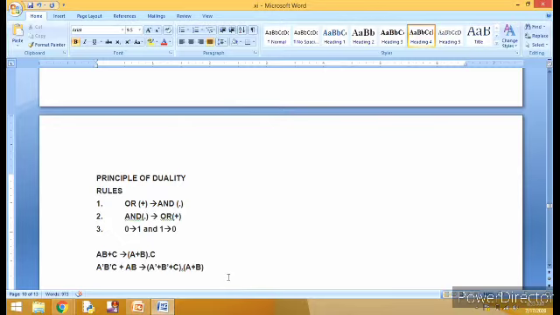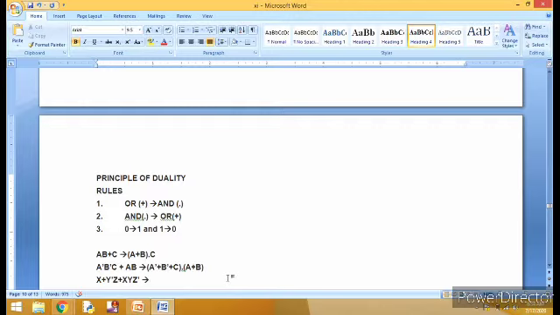Sir, please give one or two more examples. Okay, let us have one more example. If the expression is x plus y dash z plus x y z dash, now tell me the dual form. X dot, Y dash plus Z, dot X plus Y plus Z dash.